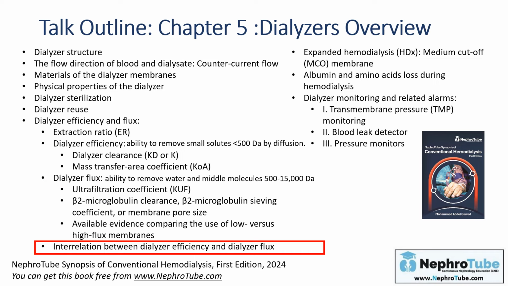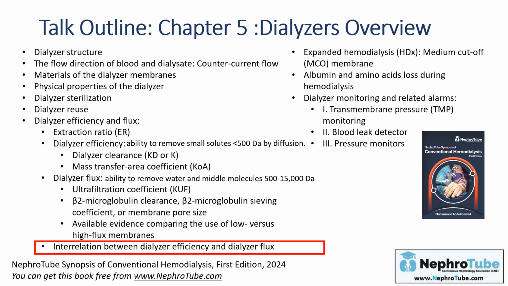Typically, the high flux dialyzers usually have high efficiency and vice versa. This is very common in the dialyzers we are using in adults. But actually, this is not always the situation, as there may be a small low efficiency dialyzer that is of high flux, and this may be used in children. I'm not a pediatric nephrologist, but as mentioned in different references, this can be used in children. And also there may be a high efficiency dialyzer that is of low flux.